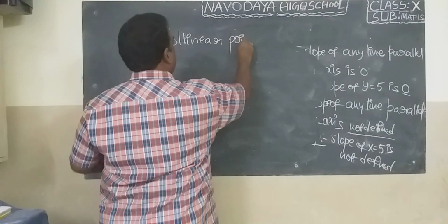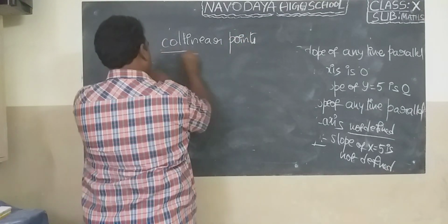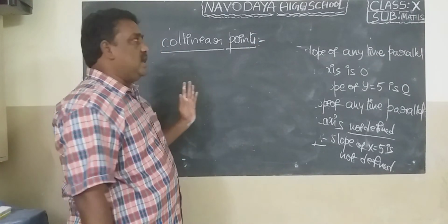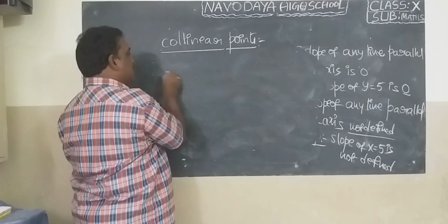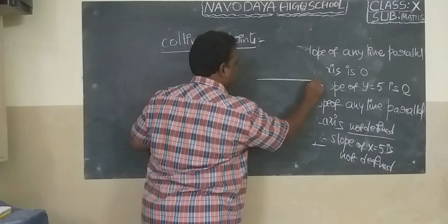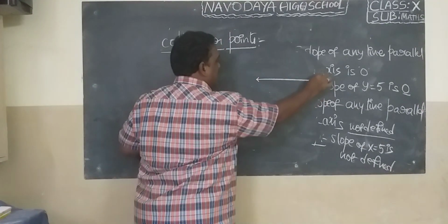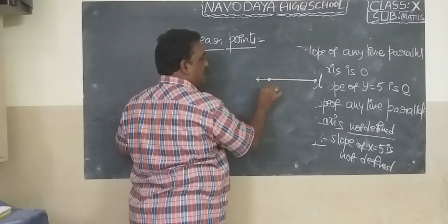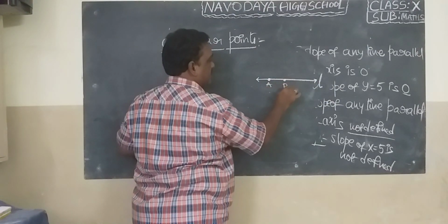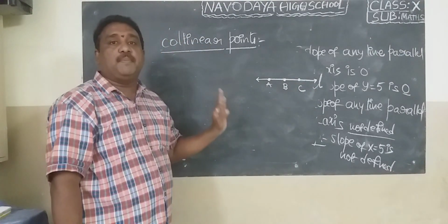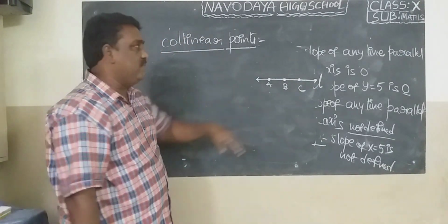So what do you mean by collinear points? Suppose let us take one line. Let us draw one line. Name the line as small l. Let us take 3 points on the line. So what is your observation? All the 3 points lying on the same line.